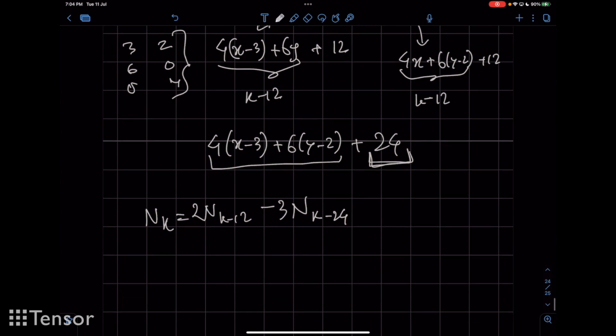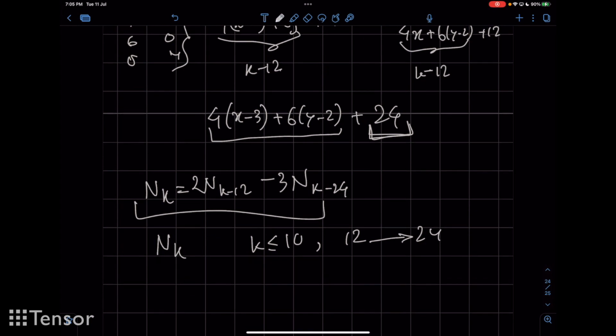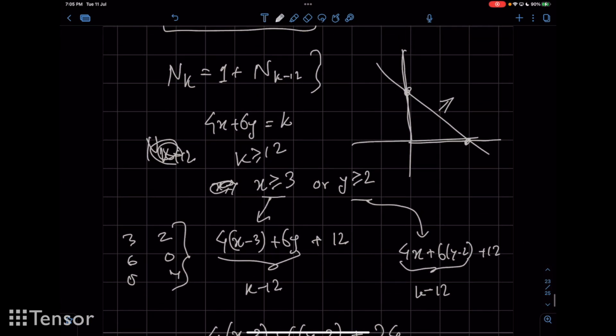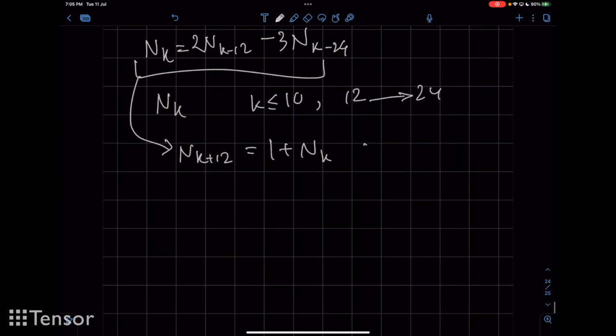Then we can basically apply induction on this equation, because we know the value for n sub k for k being smaller than or equal to 10, right? So furthermore, we need to just calculate the values for k being 12 to 24. Then we can just plug in these values, and inductively we can prove that n sub k plus 12 is basically 1 plus n sub k. So n sub k is equal to 1 plus n sub k minus 12.